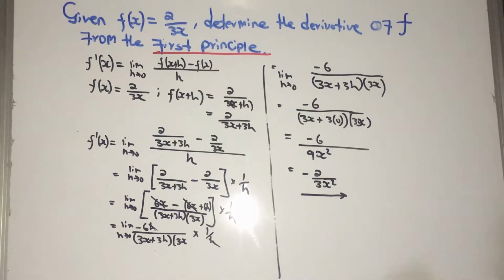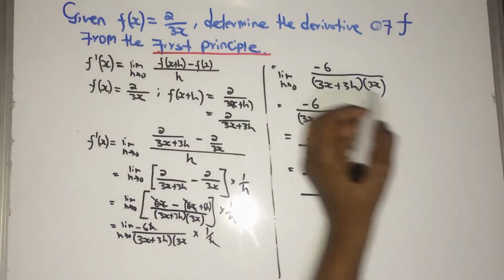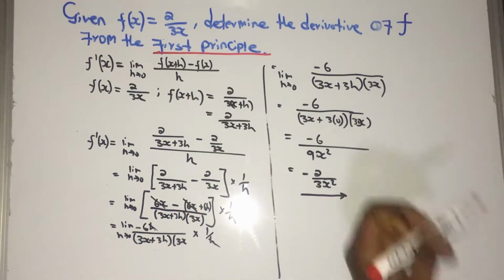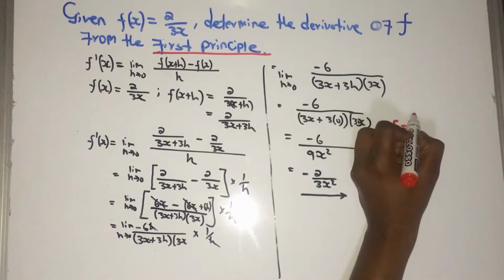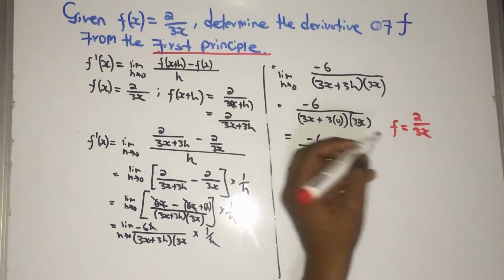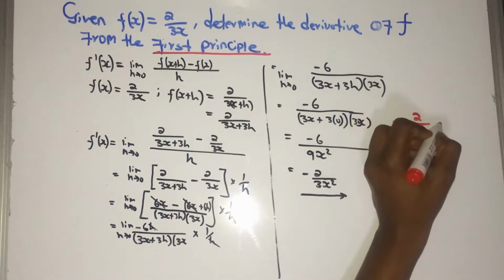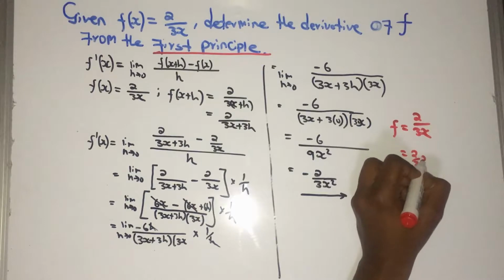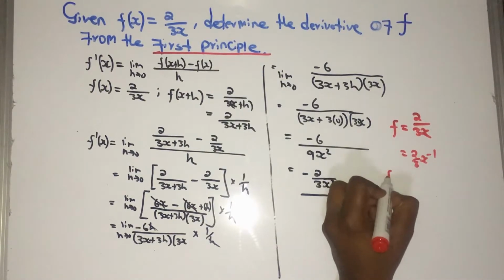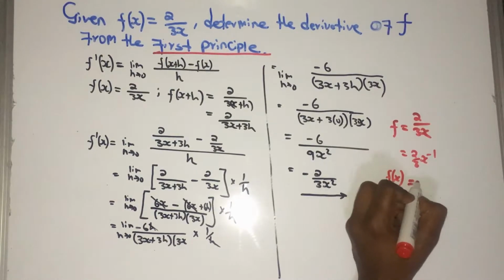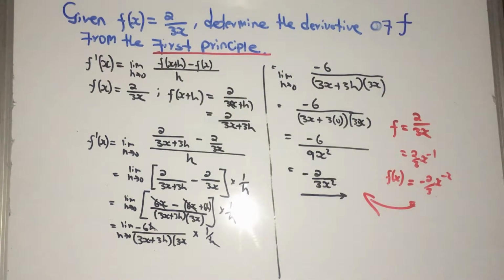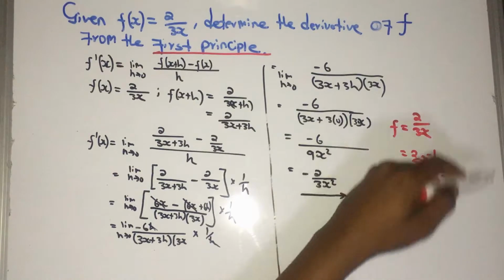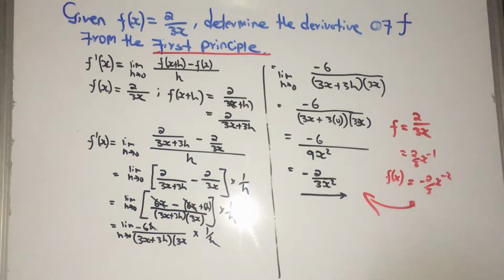Okay, so a quick way of confirming this: we're given f(x) is 2 over 3x, and we can write this as 2 over 3 times x to the minus 1. Taking the derivative of that would be minus 1 times, that's minus 2 over 3, x to the minus 2, which is the same thing as that. So that's what you should do in an exam room. After doing it from first principle, on the side just confirm it, so that you know you've secured all the marks.